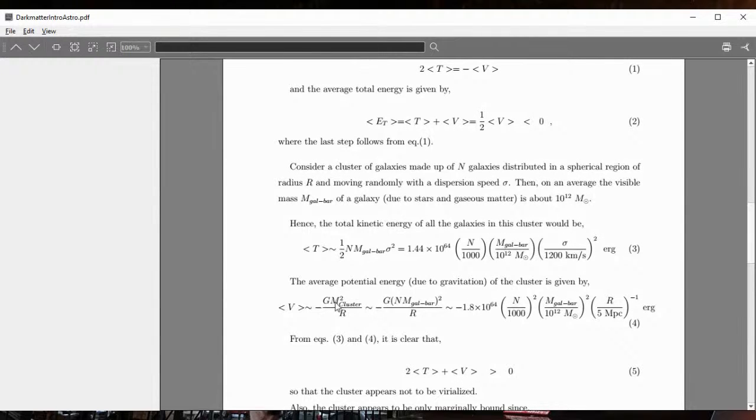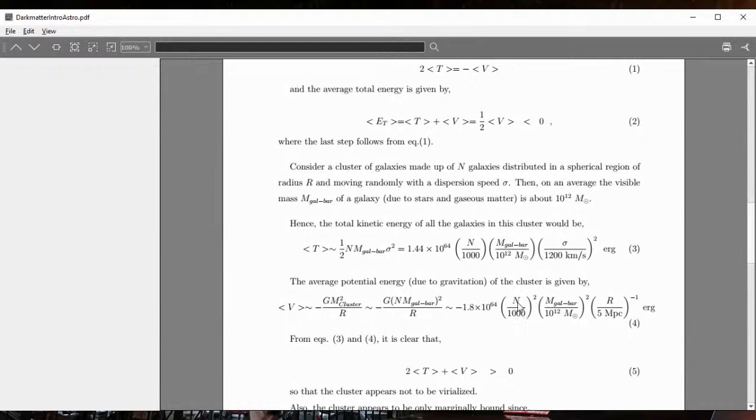Hence, since the mass of the cluster will be n times the mass of a typical galaxy, the average potential energy will be minus Newtonian gravitational constant times n squared times the mass of a typical galaxy squared, divided by the size of the cluster. And again, you can show that the number turns out to be that the average potential energy is minus 1.8 into 10 to the power 64 erg, and these factors.